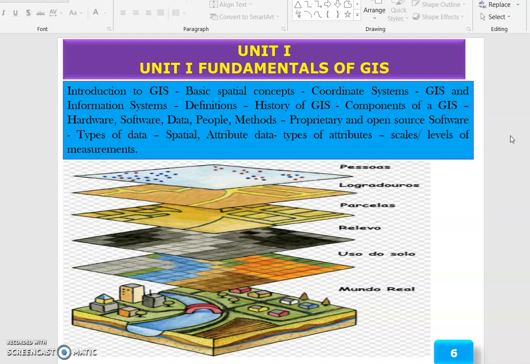In unit 1, we are going to discuss the fundamentals of GIS. That includes the introduction of GIS, what the basic spatial concepts are, what the coordinate systems are, and how GIS can be integrated with the information system. The definition of GIS, history of GIS, the main components of GIS: hardware, software, data, people, methods, then proprietary and open source software, types of data, spatial and attribute data, types of attributes, scale and level of measurement. And how we can integrate the different layers.